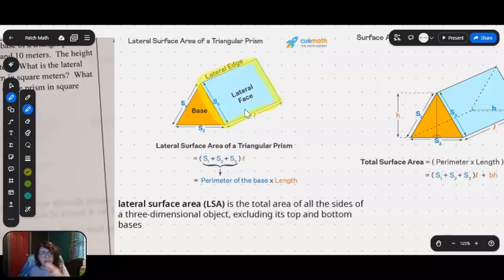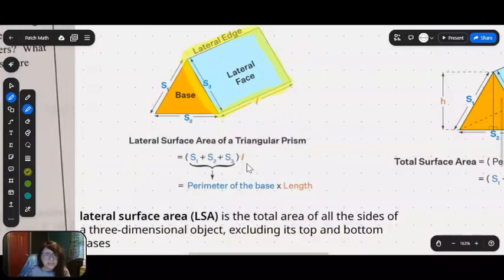So area of one rectangle, area of the other rectangle, area of the third rectangle. And that's where this formula comes from, but it doesn't look like it if we are not careful. Now, L, the length of the lateral edge, is going to be the same width for every single one of our rectangles. And the area formula for a rectangle is just length times width, or height times length, however you want to say it.